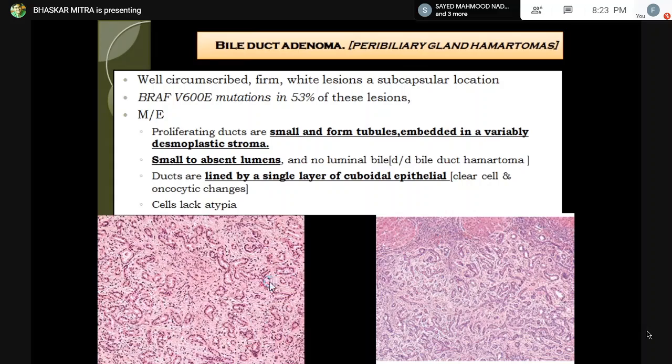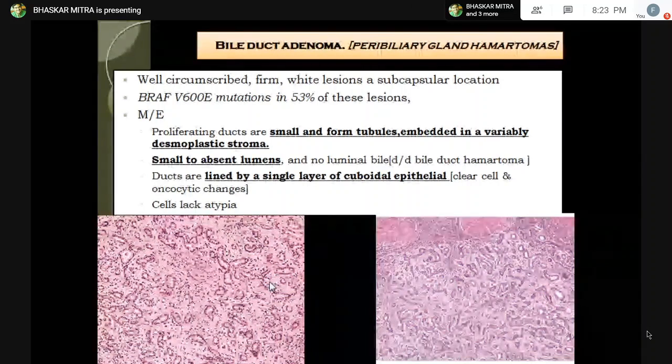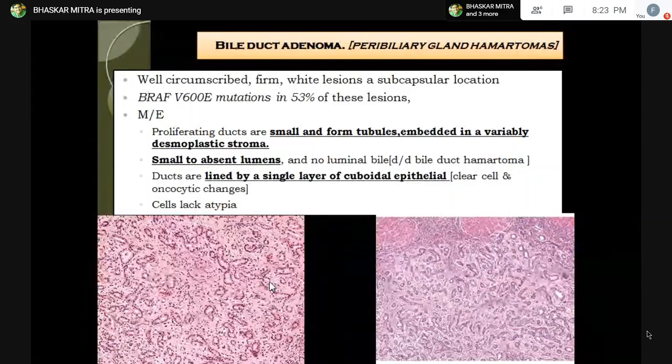Now coming to the well-defined firm white lesions, particularly in the subcapsular location, showing BRAF V600E mutations. They are a proliferation of small tubules or ducts embedded in a variable desmoplastic fibrous stroma. The cells are usually single-lined, lack cellular atypia, and lie in a desmoplastic fibrous stroma. Here the lumina are usually not dilated and don't contain bile. This is the differential with the bile duct hamartoma.